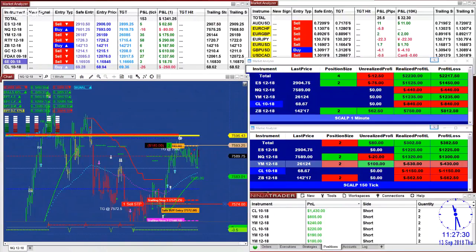We're still waiting on those trades, guys. So, we're just waiting on the ES, and we are waiting on the YM. They're not moving at all. Let's look at the reversal on the ES.